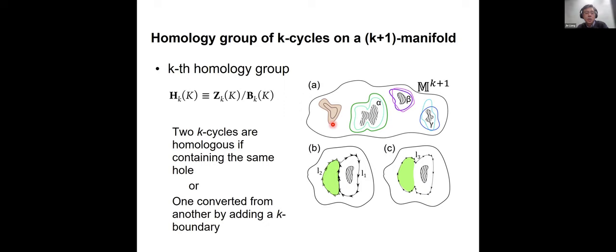Because you can convert one to the other by adding K boundaries, basically adding these blobs here, and these boundaries cancel each other. You end up with this thing, and these two cycles and the larger cycle contain exactly the same holes, so they're equivalent. So that's the idea we use.